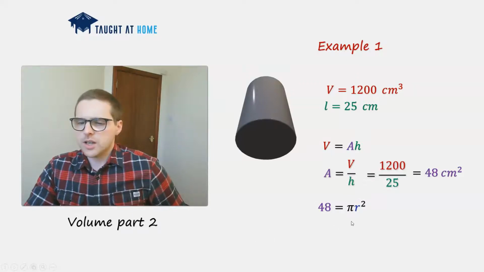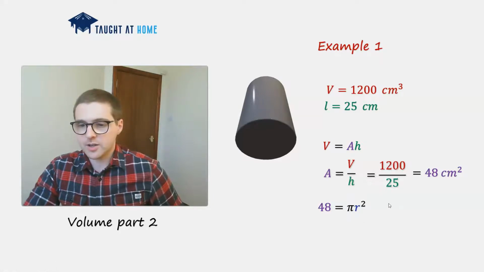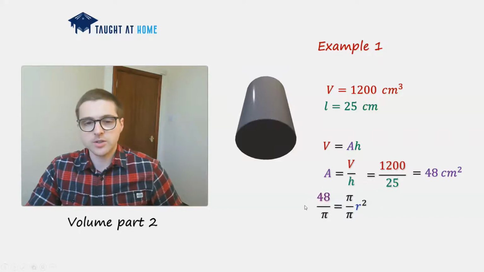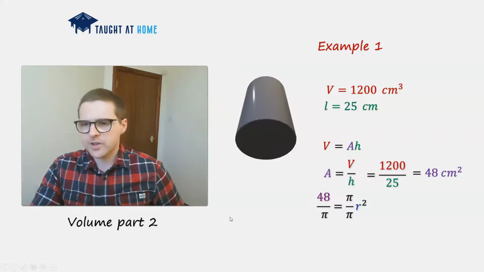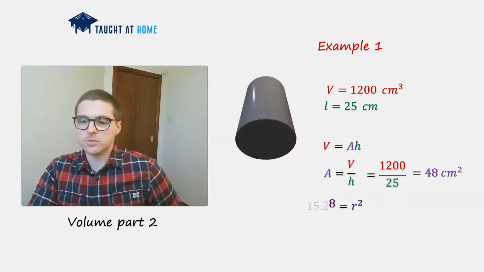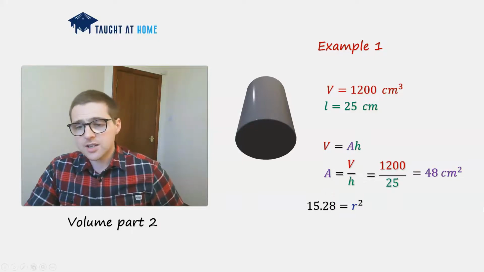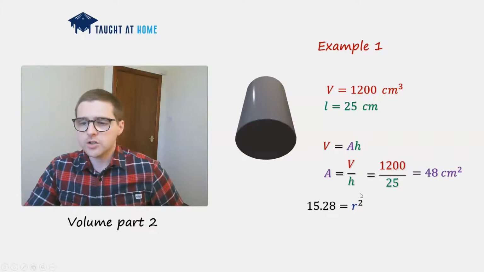And now we want this right hand side to be r on its own. So we're first of all going to multiply this side by pi, so the pi's cancel out. And because we do it to this side, we also have to do it to the other side, the left hand and the right hand side. Now the pi's cancel out, and we're left with r squared is equal to 48 over pi. 48 over pi is equal to 15.28.